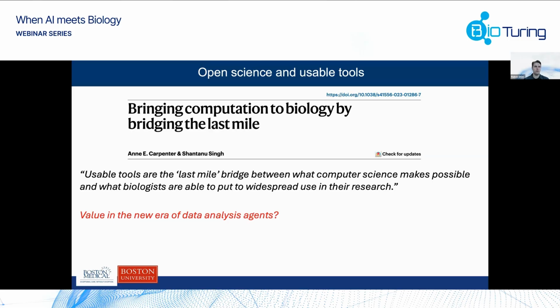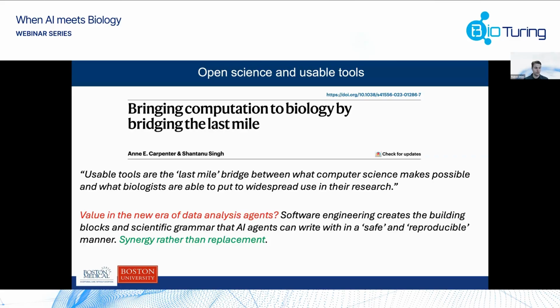So is there still value in generating software, what we do, for example, with Giotto Suite? And I think the answer is definitely yes. I think even more so than any time before, where I consider this more synergy rather than replacement.